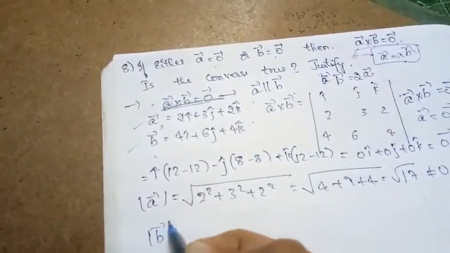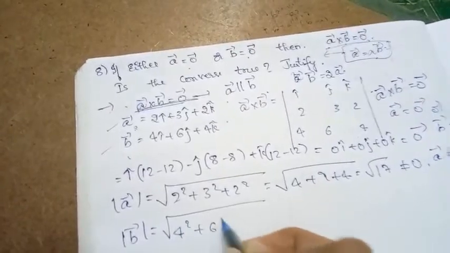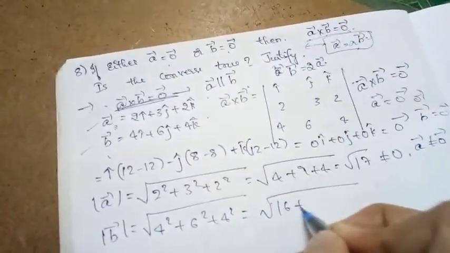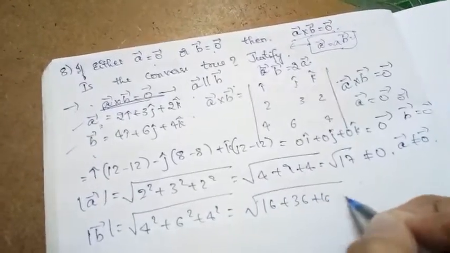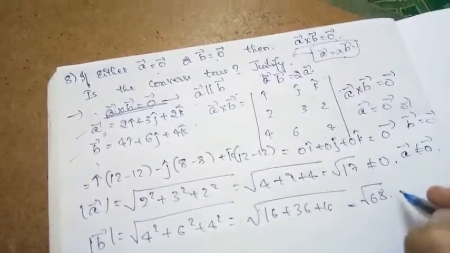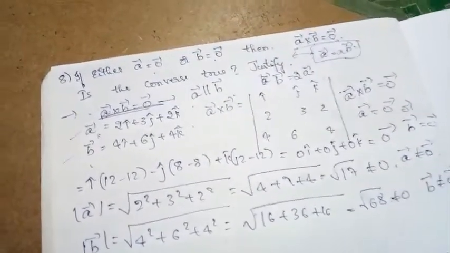Then similarly for vector B, magnitude of vector B, it is nothing but 4 square plus 6 square plus 4 square. It is nothing but 16 plus 36 plus 16, which is nothing but root 68, which is not equal to 0. So clearly vector B is also not equal to 0 vector.